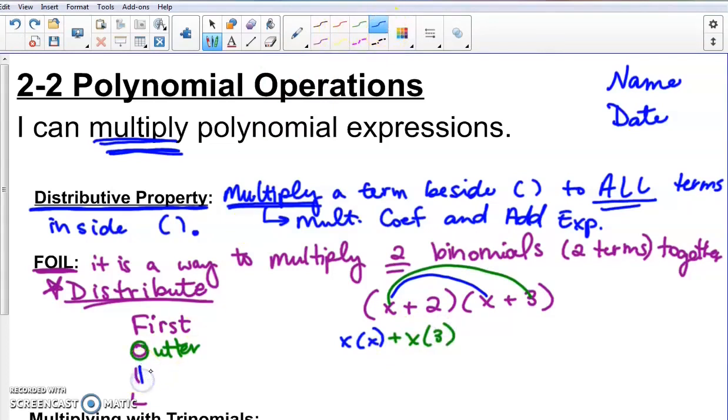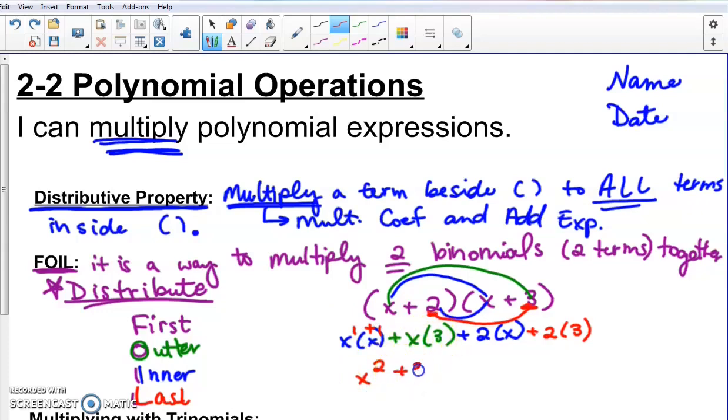Alright, the I stands for the innermost terms. So once again, if you think about the donut on the inside, that would be your 2 times x. So positive 2 times a positive x. And then the L stands for your last terms in each parenthesis. So 2 is the last term in this parenthesis times 3 is the last term in that parenthesis. So positive 2 times positive 3. And then you just go through there and you multiply it. So x times x is actually x to the first times x to the first. So you add those exponents. 1 and 1 makes 2. So x times x is x squared. X times 3 is 3x. 2 times x is 2x. And 2 times 3 is 6.